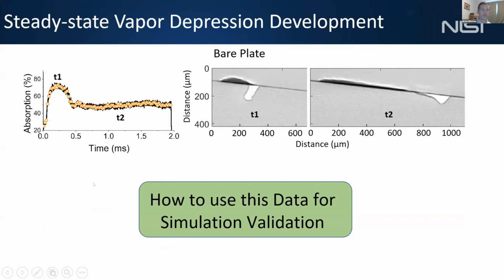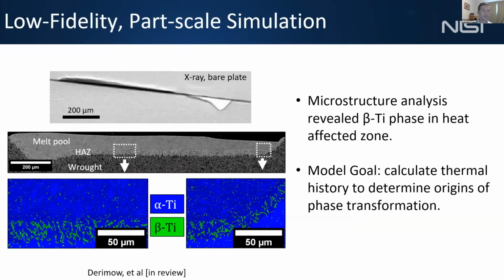So the next question is, how do we use this type of data for simulation validation? And so that's where I'll shift to now and give 2 examples of how we've been working with different simulation experts to try and get this data to where it could be potentially most useful. So the first example is from a low fidelity part scale simulation.